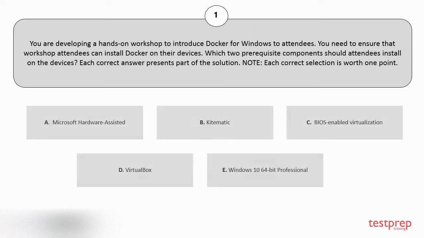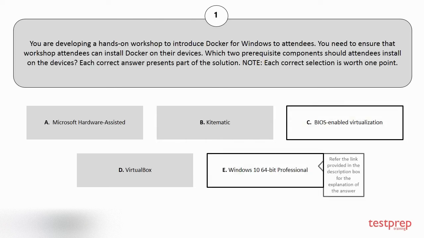Your options are: A. Microsoft Hardware Assisted Virtualization Detection Tool. B. Kitematic. C. BIOS-enabled virtualization. D. VirtualBox. E. Windows 10 64-bit Professional. The correct answers are option C and E.